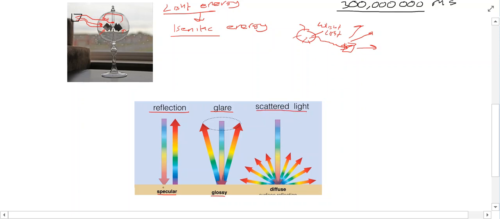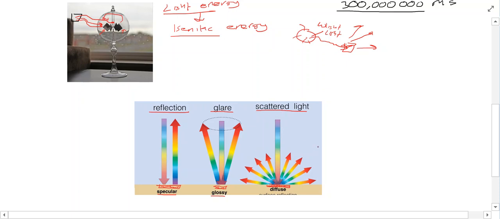Generally, if a surface is really smooth, you're going to get reflection. If it's glossy, you'll get what's known as glare. And then if the surface is not smooth and it's lumpy or has grooves in it, even if they're microscopic, it's going to scatter the light, and it'll scatter it like that.